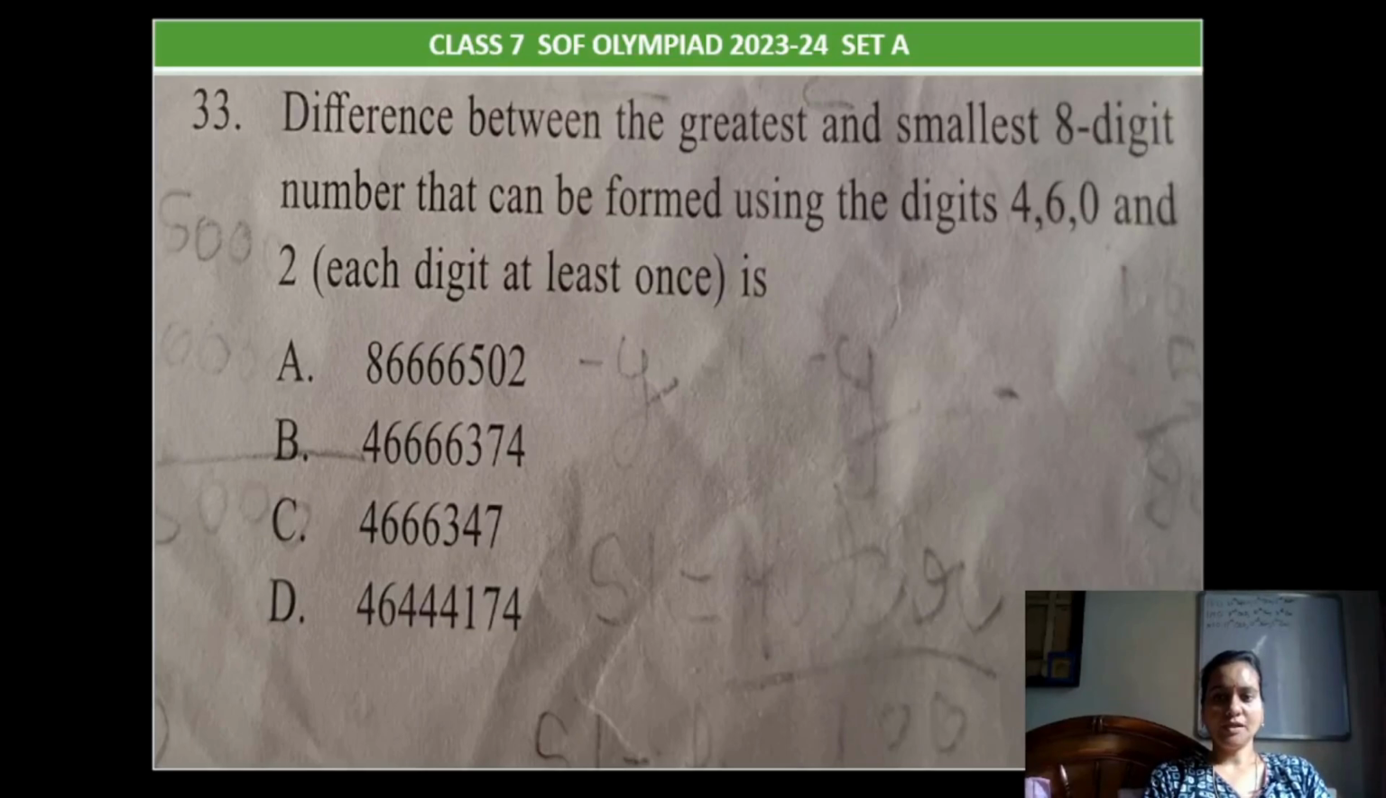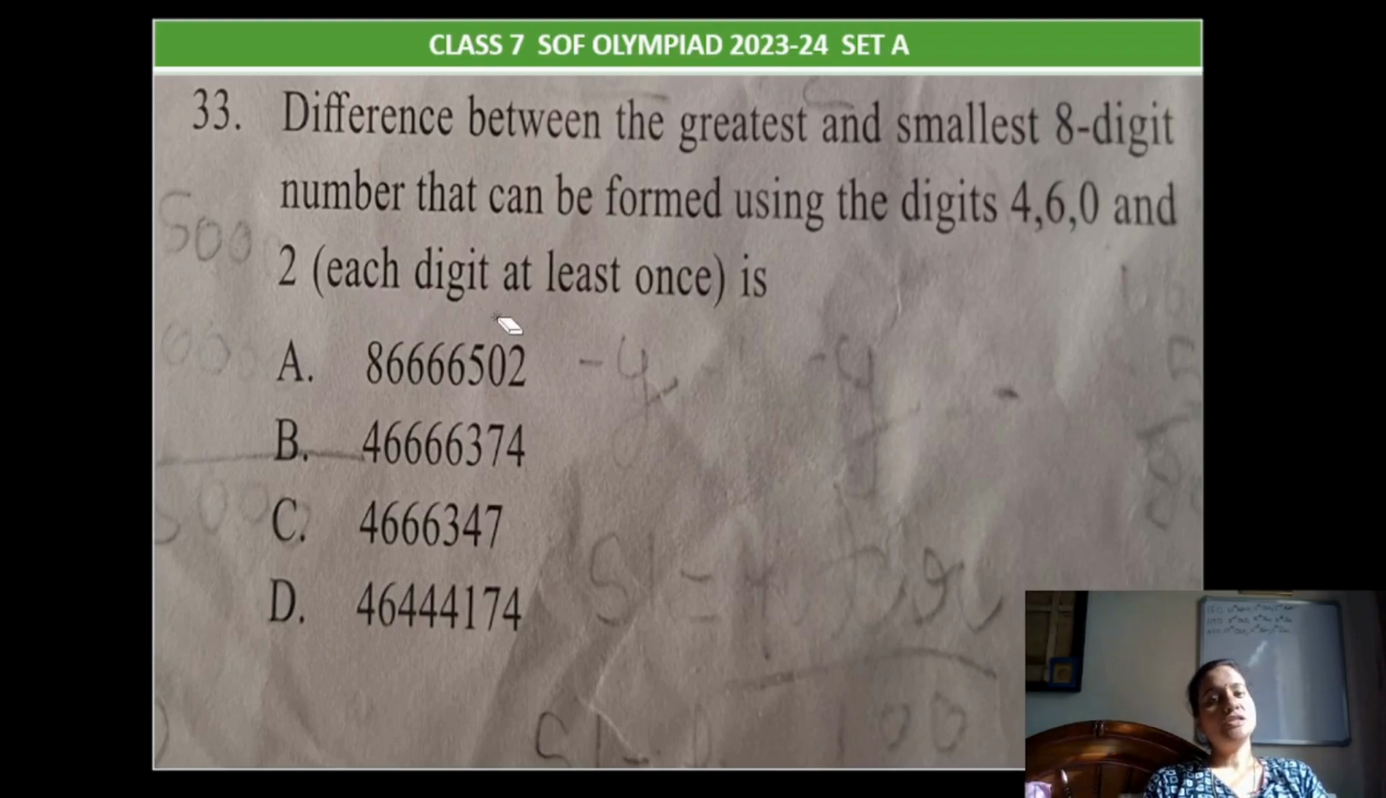Now let's do question number 33. The difference between the greatest and smallest 8-digit number that can be formed using the digits 4, 6, 0 and 2, with each digit used at least once, is which one? We need to find out. If I use each digit at least once, definitely I have to use one of the digits more than once, because I have to make an 8-digit number with only the given 4 digits: 4, 6, 0, 2.